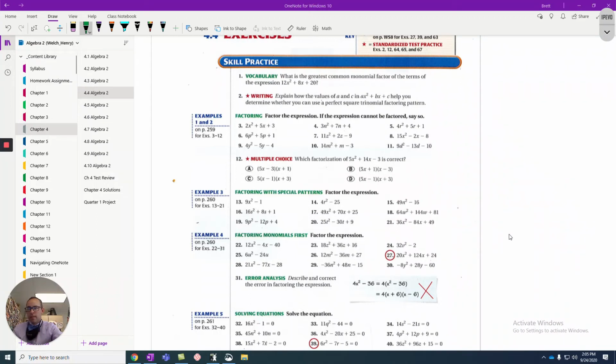Hey guys, these are the notes for 4.4, a little homework help. I'm going to go through and hit a problem out of each section. Let's take a look at question number 7.